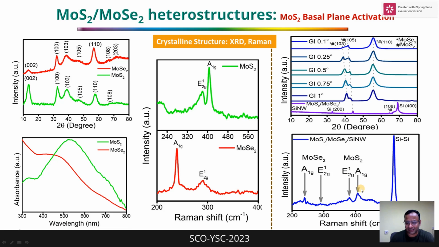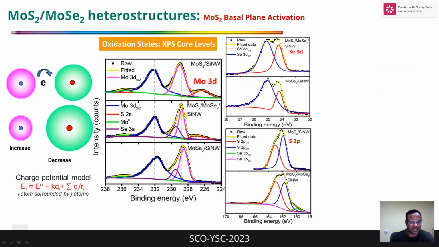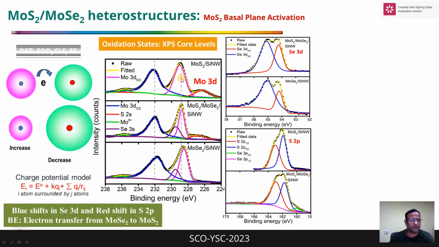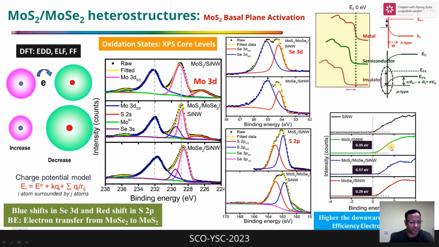And this you can see the complete device, where you can see the silicon, phonon, MoS2 and MoSe2. So after confirmation of the phonon, then we try to understand their electron transport. When you understand this valence band and core level spectroscopy from XPS, it says that red shift in selenium and blue shift in sulfur, and it tells you that the electron transport is happening from MoSe2 to MoS2, and that same has been later probed by the valence band spectroscopy.